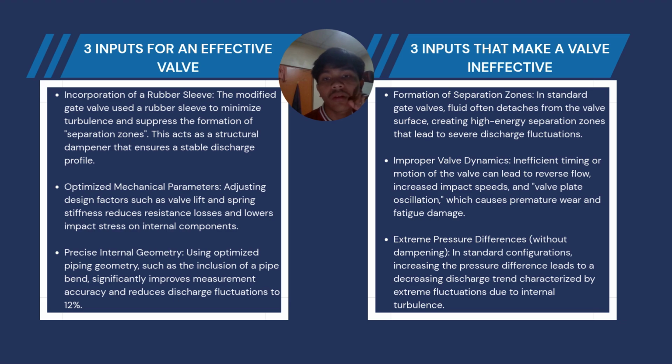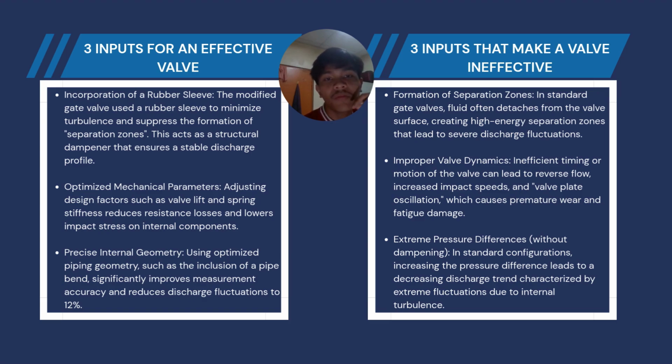It is used to optimize piping geometry, such as inclusion of a pipe bend, which significantly improves measurement accuracy and reduces discharge fluctuation to 12%. So we move to the next one: three inputs that make a valve ineffective. Formation of separation zones: in a standard gate valve, fluid often detaches from the valve surface, creating high energy separation zones that lead to discharge fluctuation.